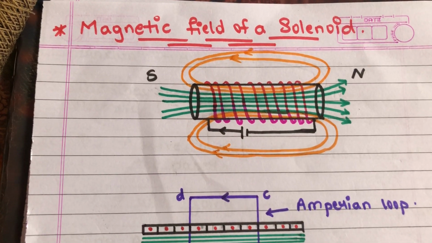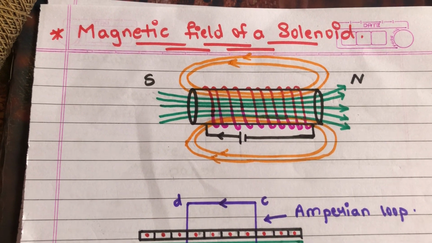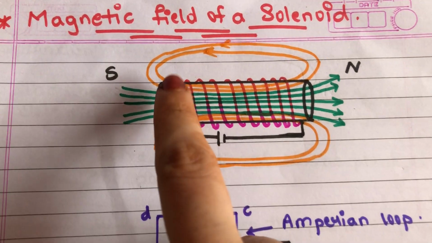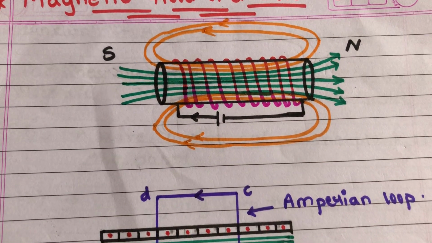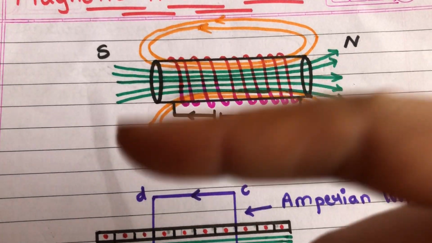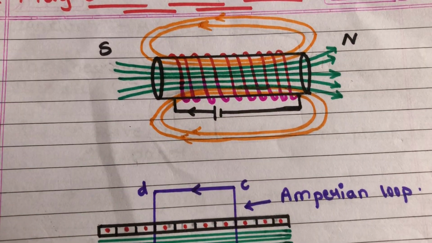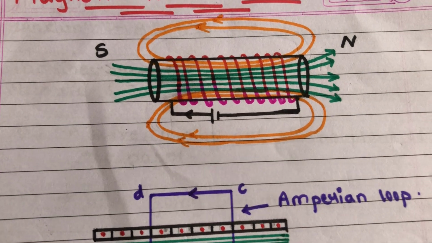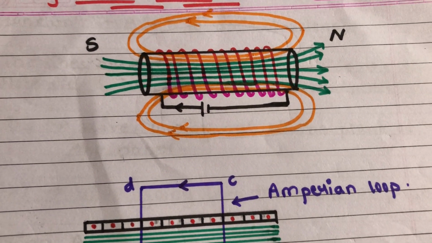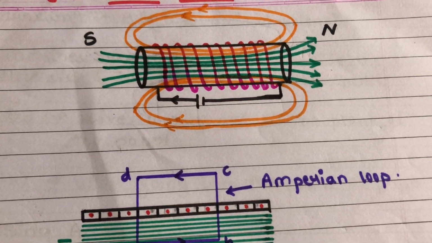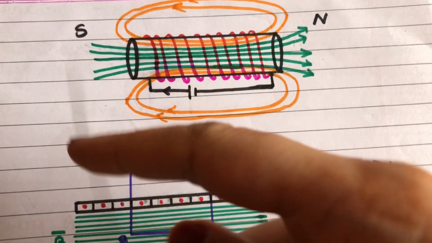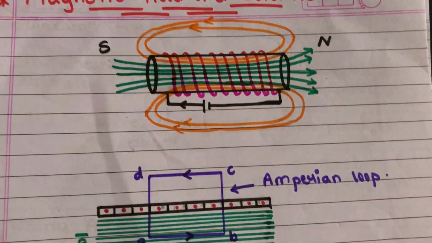Okay, let's study the magnetic field of a solenoid. What is a solenoid? A solenoid is nothing but a cylindrical conductor through which current can flow. If a conducting wire is tightly, closely wound on that conductor in such a way that a coil is formed.